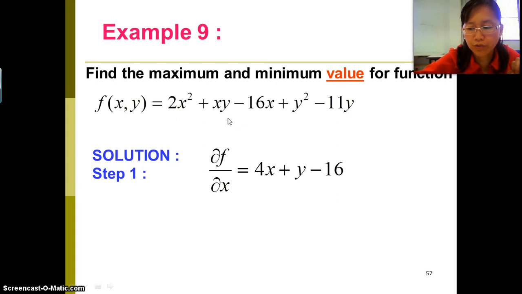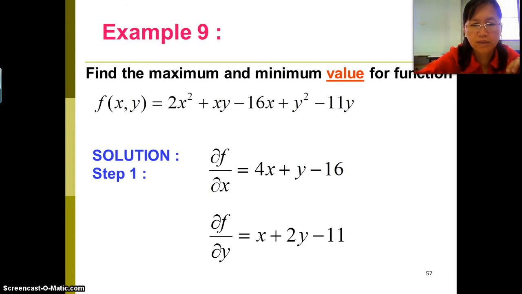And I hope you can recall back, this lecture is already the third lecture. Our first lecture is the introduction of partial derivatives. You have to recall back how to find the first order partial derivative. Okay. We have to find also del f over del y.